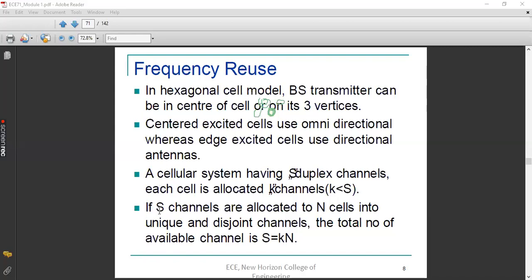Now, totally we have S number of channels. So you should know all these labels. Suppose we are having S number of channels, where capital S is the total channels available in the entire geographical region. But what we are doing is we will divide these S channels into K sub channels, so that these K channels we are allocating to one cell. To each cell we are allocating K channels, so that the total number of channels S can be related as S is equal to K into N.